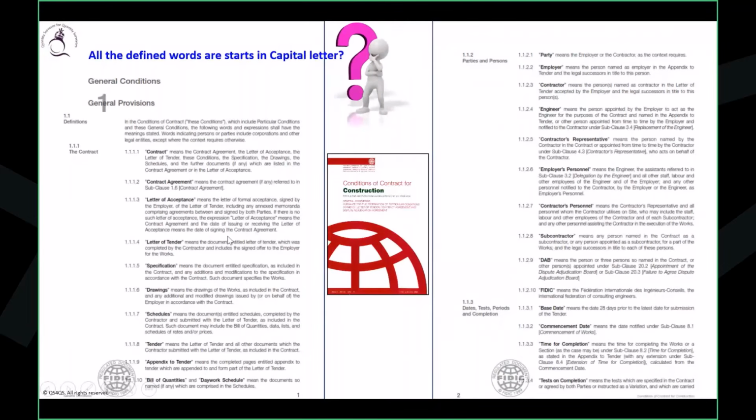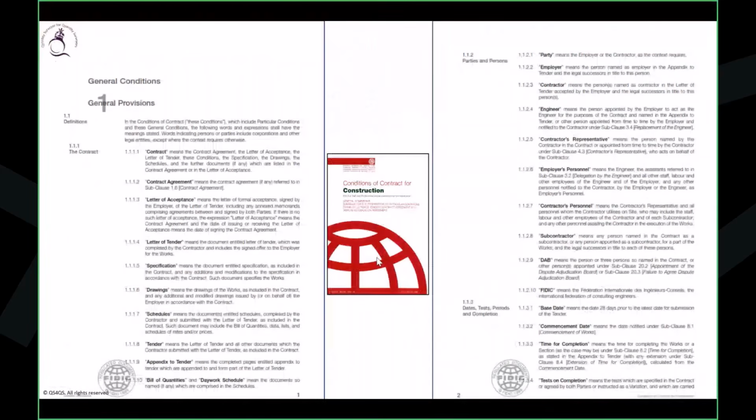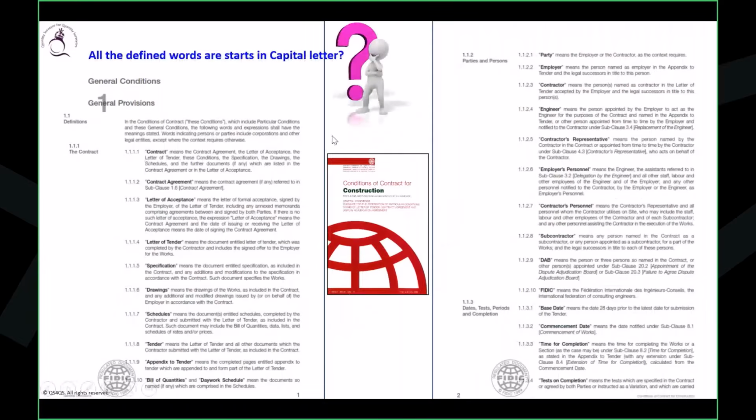Let's say Contract Agreement. Is it a defined term? Yes, it is, because you can see it here. Now my question: all the defined words in the FIDIC start with a capital letter. What do you think? Is that correct? Okay, let me see your answer. So yes, defined terms in the general conditions start with a capital letter.